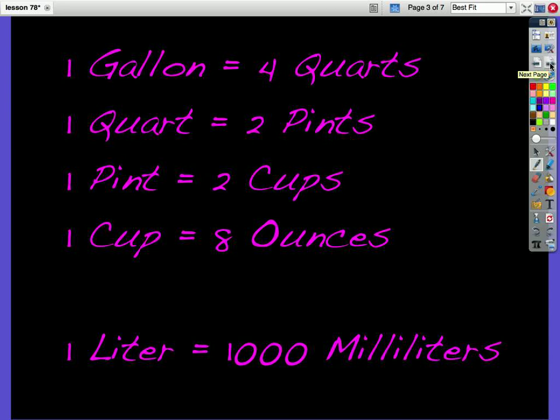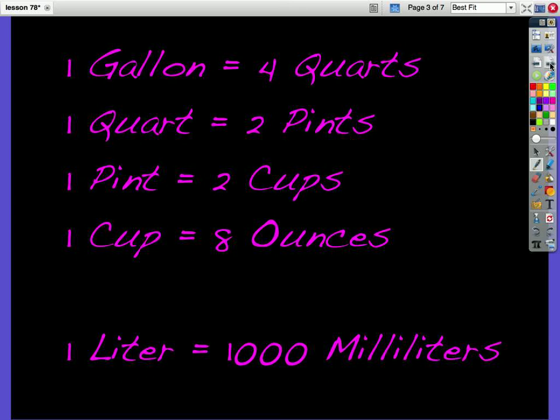So, can I help you out? I labeled some of the main things we need. This might be helpful for you to write down at some point, just for reference until you really start to remember these off the top of your head. Okay? So, 1 gallon, we have 4 quarts. 1 quart, we have 2 pints. 1 pint, there's 2 cups.